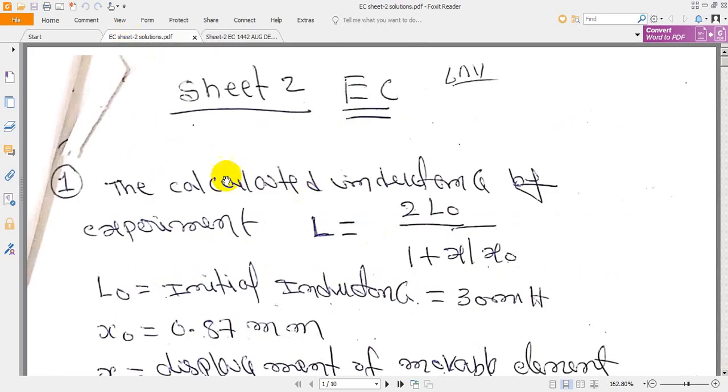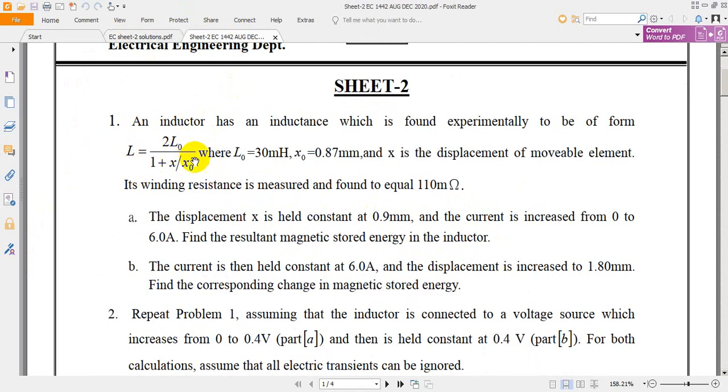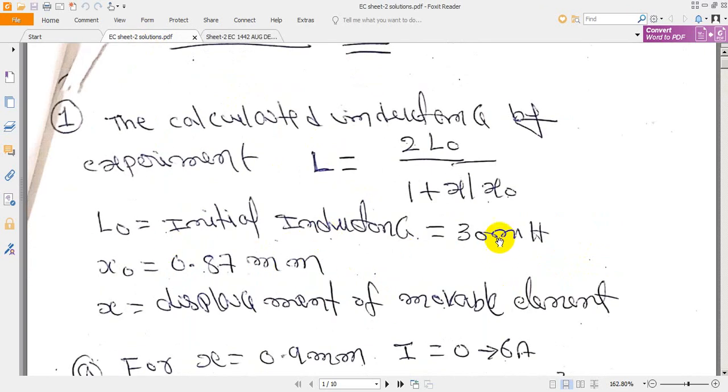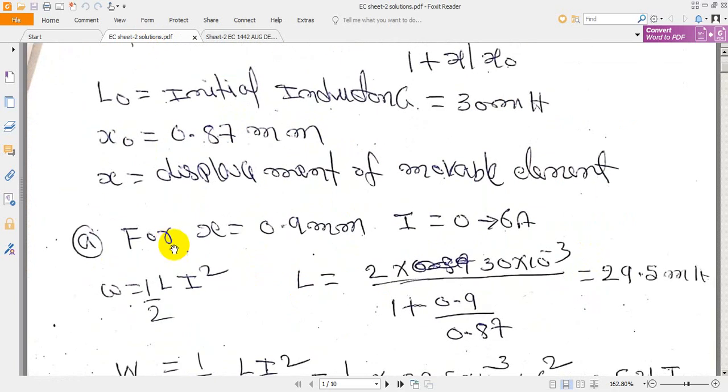To start with the solution, the inductance L is given by 2L0 divided by 1 plus X by X0, as given in the problem. L0 is equal to 30 millihenries, X0 is equal to 0.87 mm, and X is the displacement, first 0.9 and then changed to 1.8. For X equal to 0.9 mm, the current is changed from 0 to 6 amperes, so the current flowing in the circuit is 6 amperes.